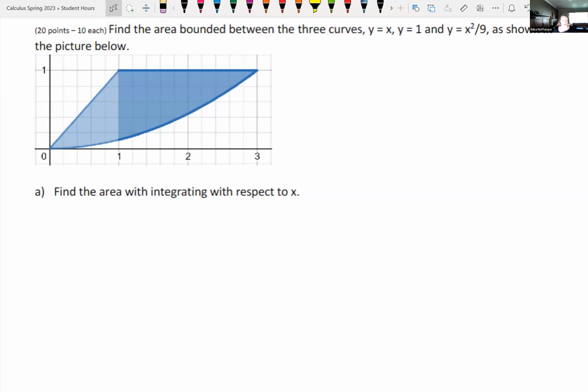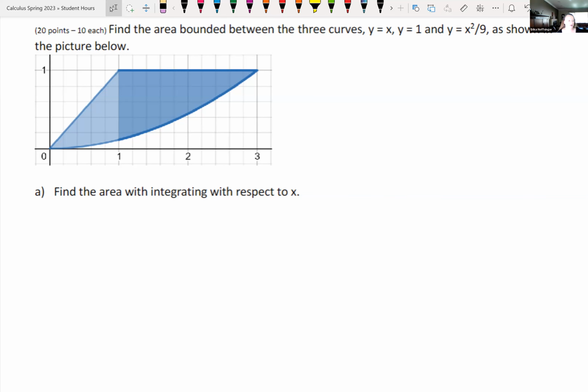So the question in front of us says, find the area bounded between the three curves, y equals x, y equals 1, and y equals x squared divided by 9, as shown in the following picture. We're looking at finding this area by integrating with respect to x.